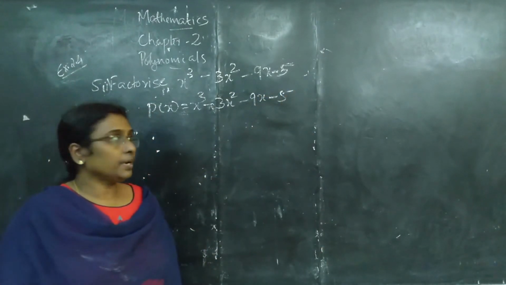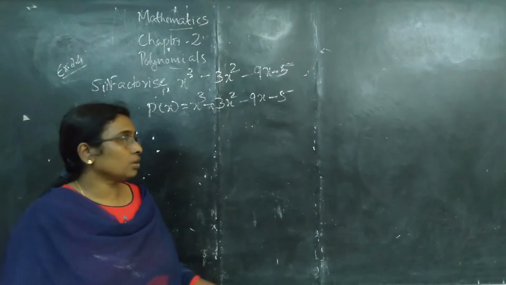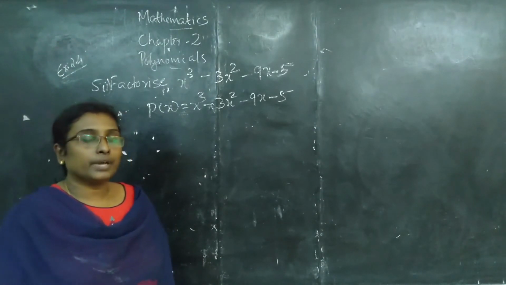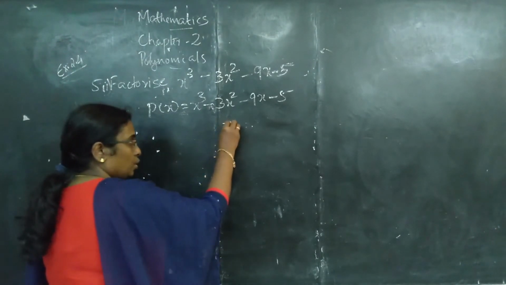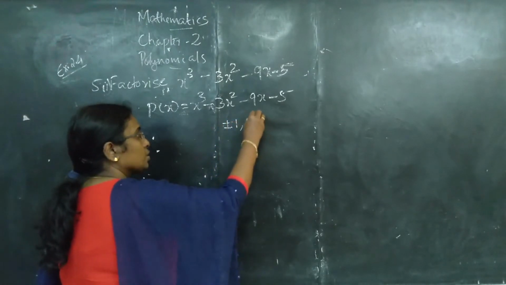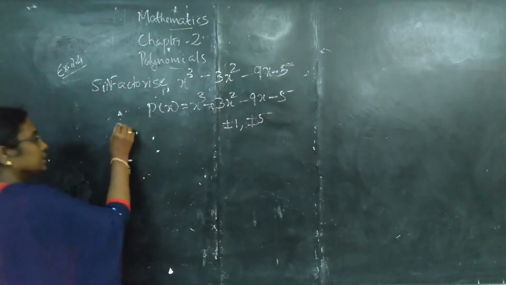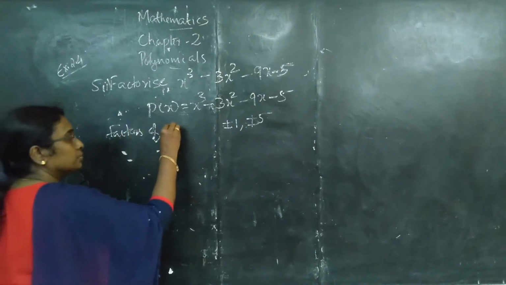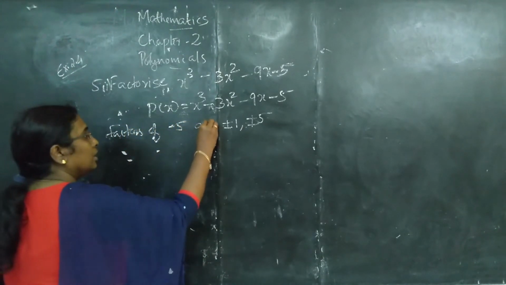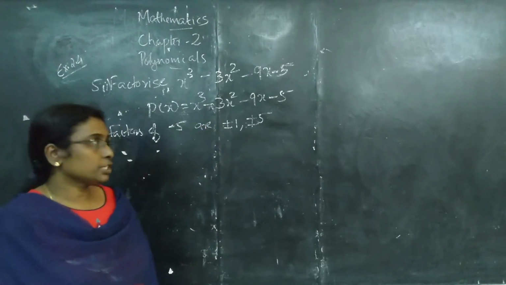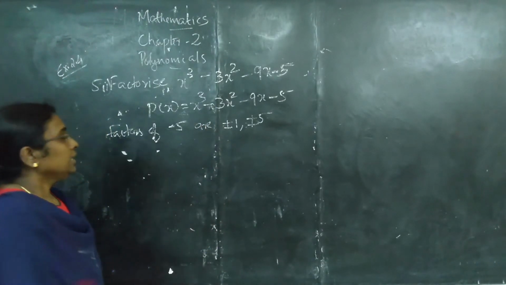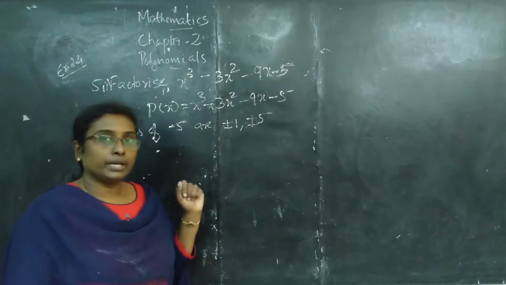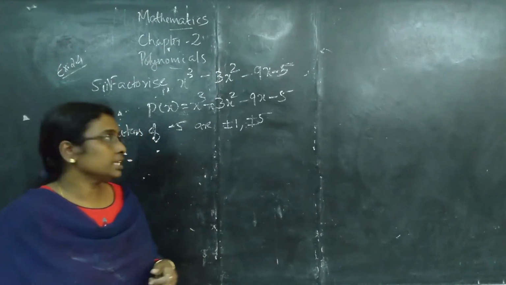Then we have to find the factors of the constant term. Here the constant term is minus 5. What are the factors of minus 5? Factors of minus 5 are plus or minus 1, plus or minus 5. Then substitute these factors one by one in p of x until we get 0.